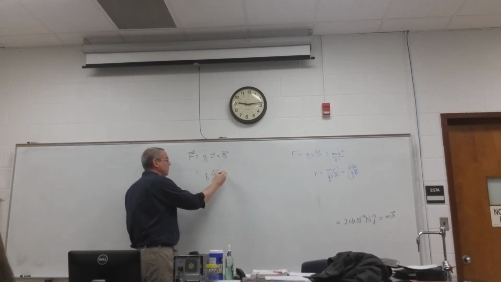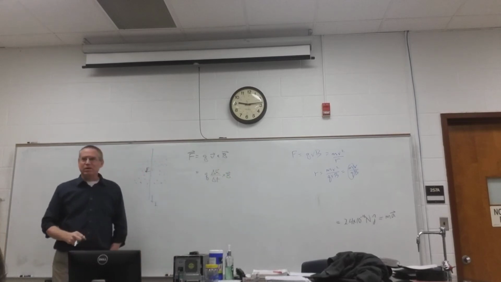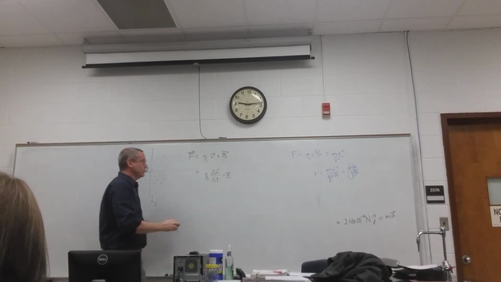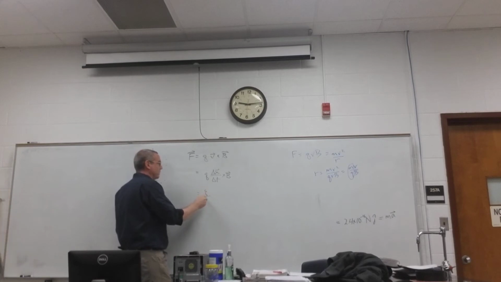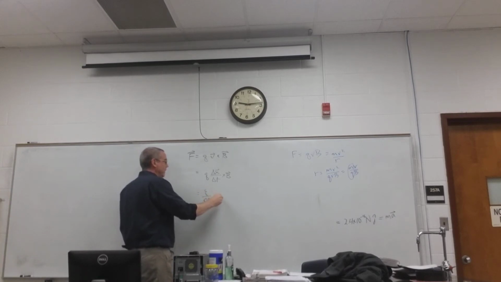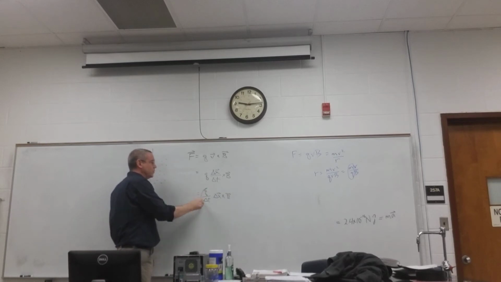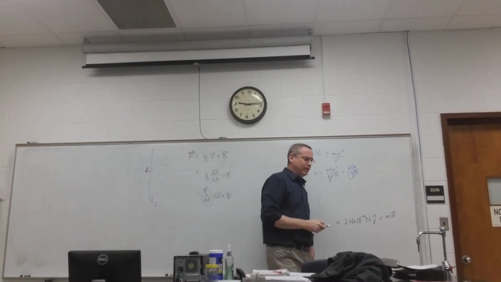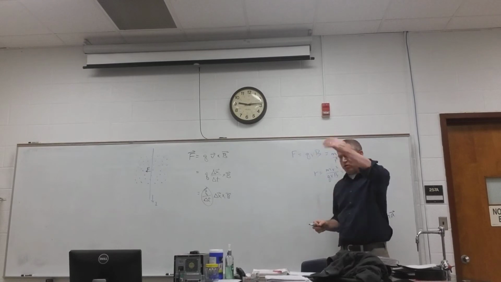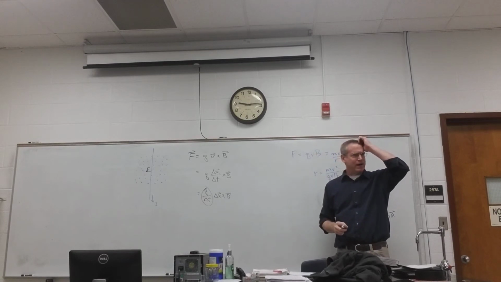So q, cross B. All I'm going to do is move that time over. So that's q over delta t times delta x cross B. Now, this is one of those bizarre things in the formula. This is a charge moving past a particular point in a certain amount of time. We have another name for that.